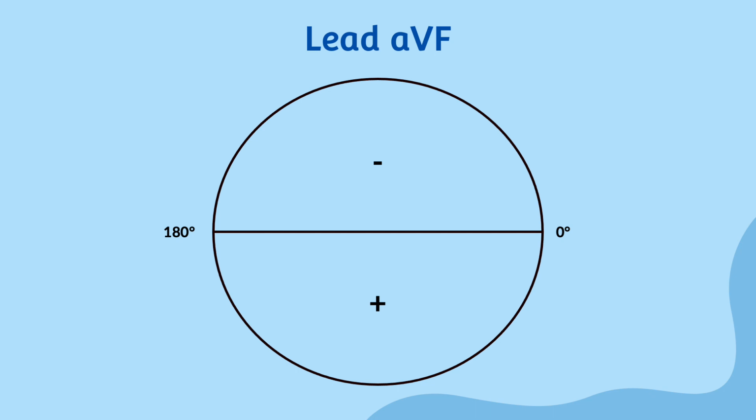Next, we check out lead AVF. A positive deflection in AVF represents that the axis is between 0 and 180 degrees, which is the bottom half of the circle as we are looking at it. With a positive deflection in AVF, we know that the axis is between those two areas. If the QRS deflection in AVF were negative, we would know that the axis falls somewhere outside of 0 and -180 degrees, or on the top half of this circle shown on the slides.